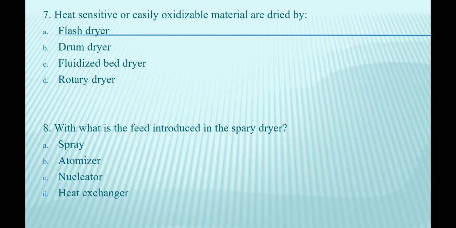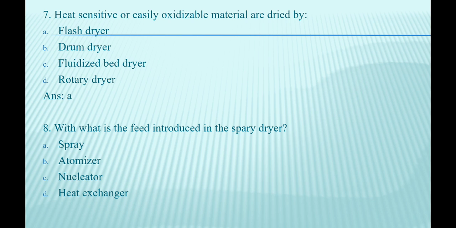Next question is, heat sensitive or easily oxidizable materials are dried by option A, flash dryer. B, drum dryer. C, fluidized bed dryer. D, rotary dryer. So the correct answer is A, that is flash dryer.